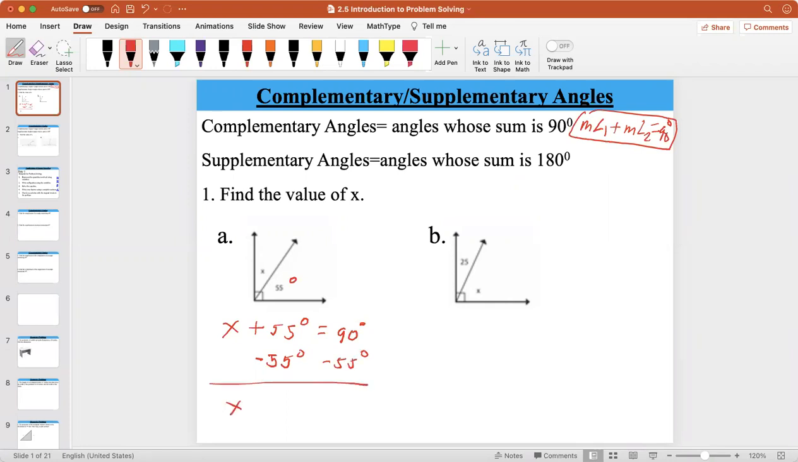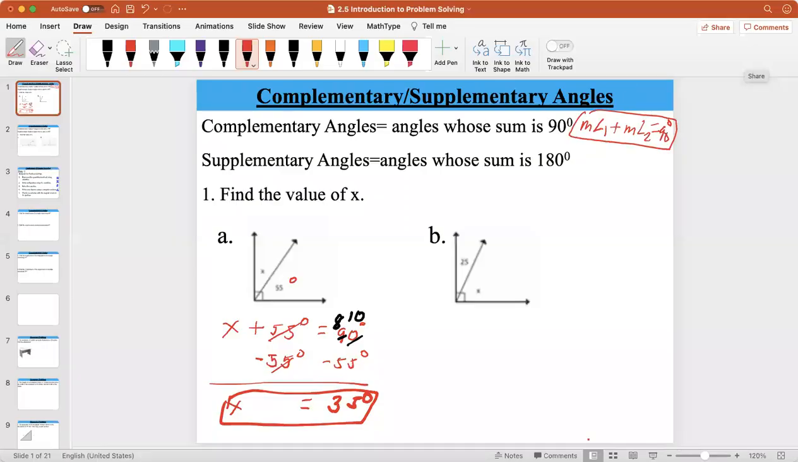So we have x here, bring down x. This one is 0. 55 minus 55 is 0. And what's 90 minus 55? So let's subtract. You have 0 minus 5 cannot be, so you borrow from 9. By regrouping, we have 10, and 9 is now 8. 10 minus 5 is, of course, 5. And 8 minus 5 is 3. So that would be 35. So x is equal to 35 degrees.